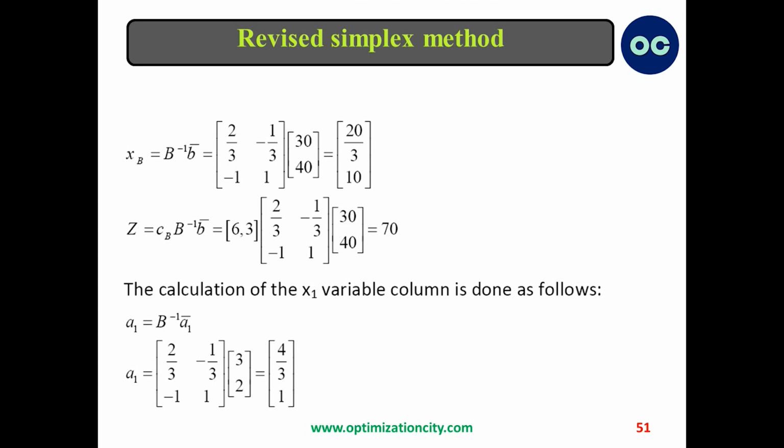In the simplex method, the values of xb and z are calculated as follows. So this is the right-hand side of the constraint, and the objective function is equal to 17. The calculation of the x1 variable column is done as follows. So x1 is a non-basic variable, and we are going to calculate the column below this variable. So it's here.